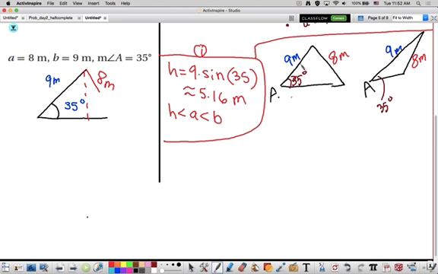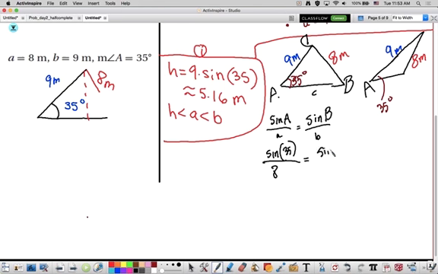Law of sines says that, I'm going to label these too. This one will be C. This one will be B. Law of sines says that sine of A over A equals sine of B over B. And let's fill in that information. Sine of A is sine of 35. Side A is 8. Sine of B, I don't know. Side B looks like 9.